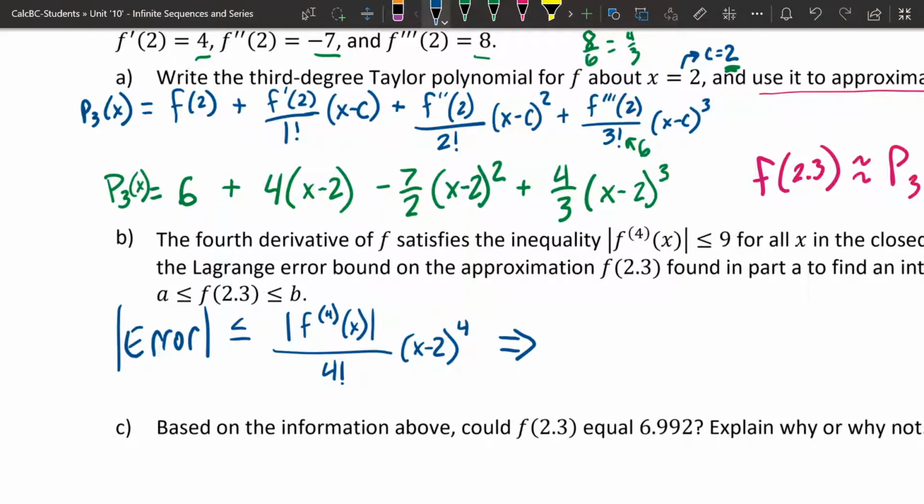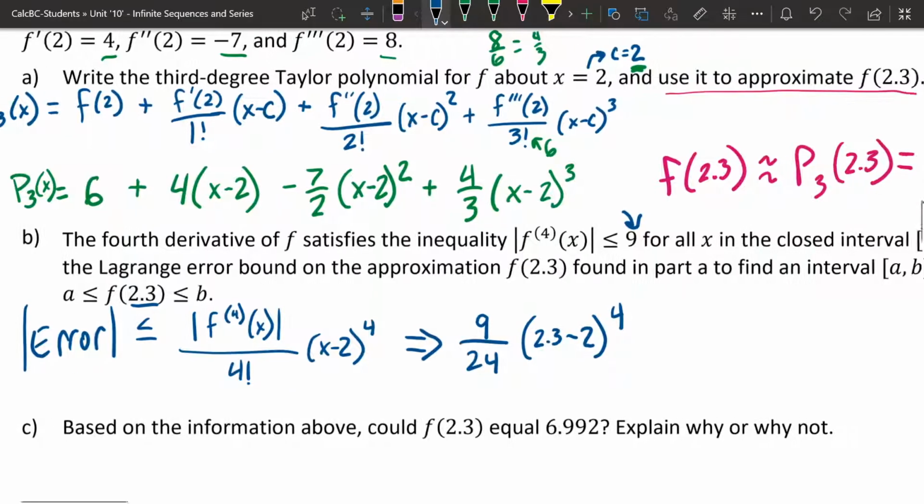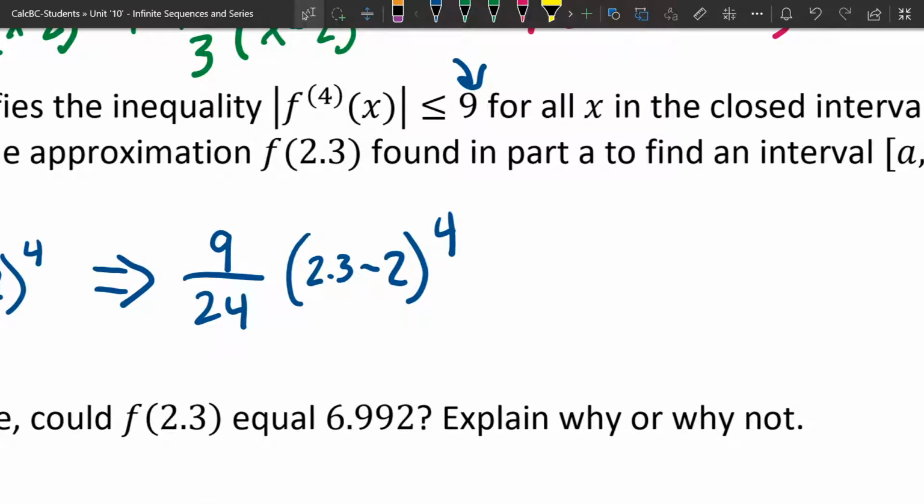So what do we got here? We've got that it is less than or equal to 9, so let's substitute that in for our M value. 9 over 4 factorial, which is 24, and then x minus 2, well, our x value is 2.3. So 2.3 minus 2 to the fourth power. Putting that into our calculator, we get that our error is less than or equal to 0.003.